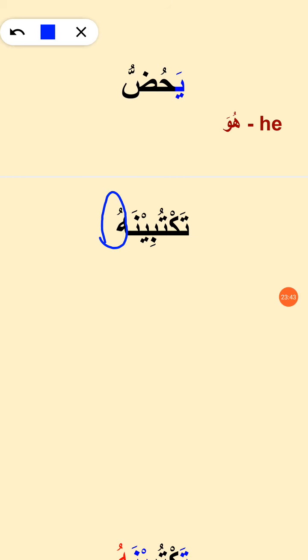Now, is there any reason for this hu to be jar? I hope you're saying no, because there is no preceding harf jar, and there is no muzaf alayh behind it. I'm sorry, there is no muzaf behind it. Therefore, you can see that this is actually your nasab pronoun, and its rafa pronoun is huwa. So it means him or it. There is no word for it in Arabic. I hope you know it by now. So it's either going to mean it or him.